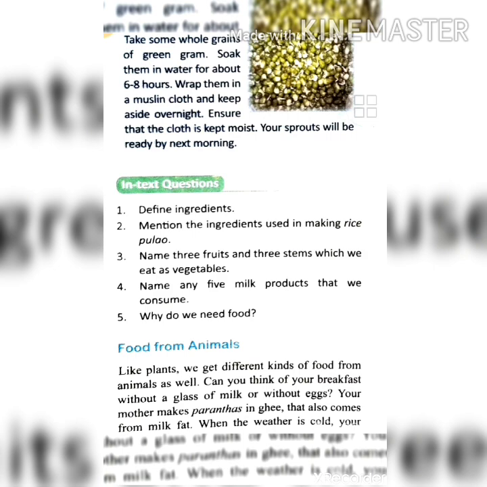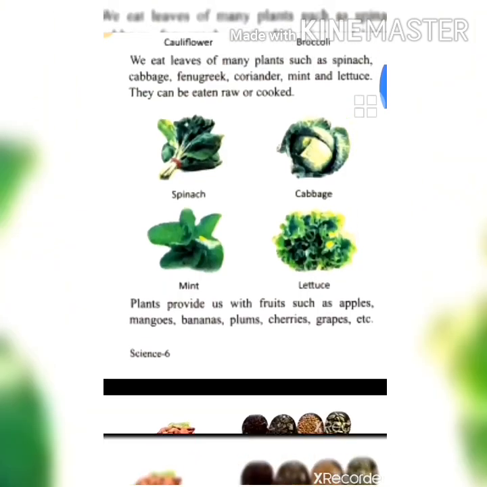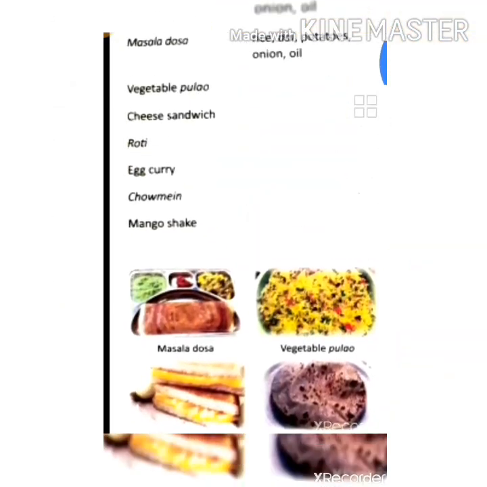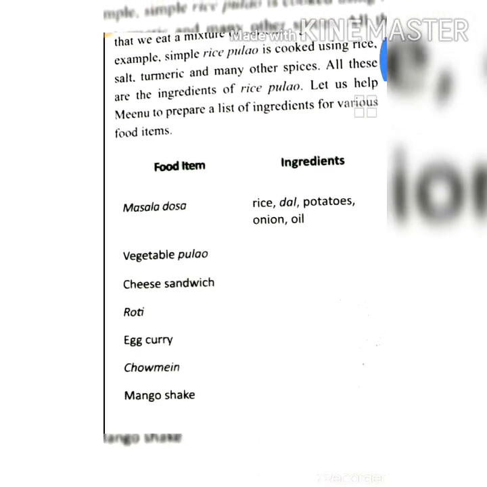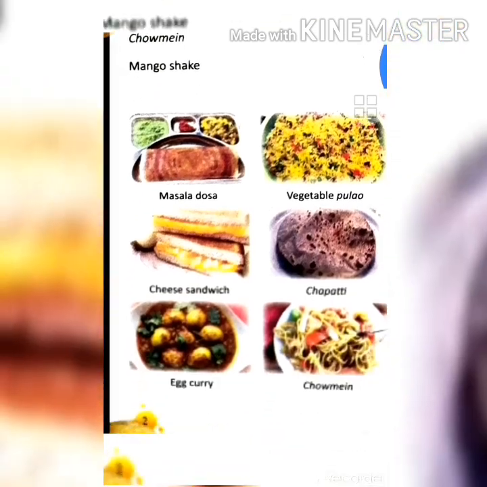Mention the ingredients used in making rice pulao. The answer is given right up here on the second page of the chapter, and here is the answer. If you can see, I am zooming it a little bit. Yeah, you can see the answer is given right here. Let's see what are the other questions and whether the answers are mentioned in the book or not.